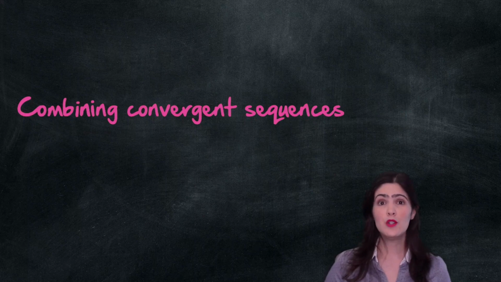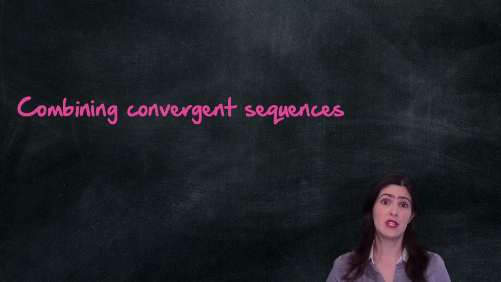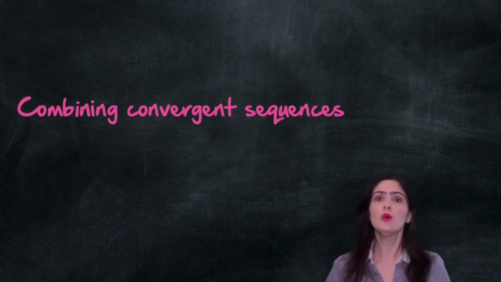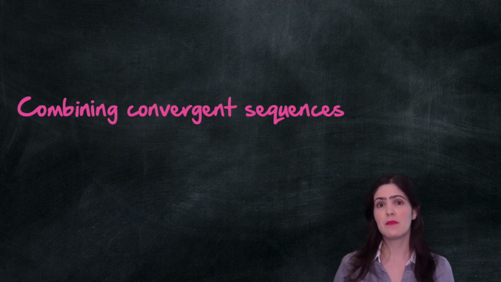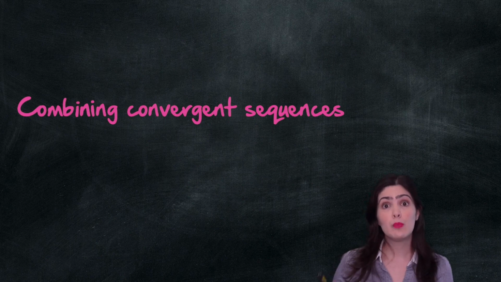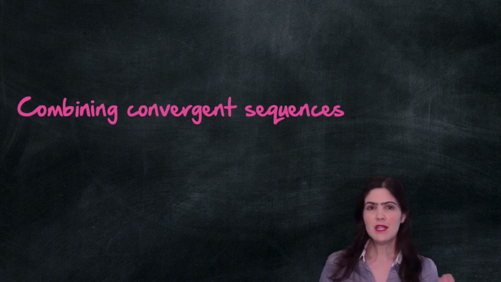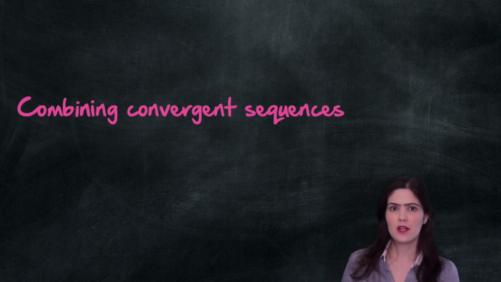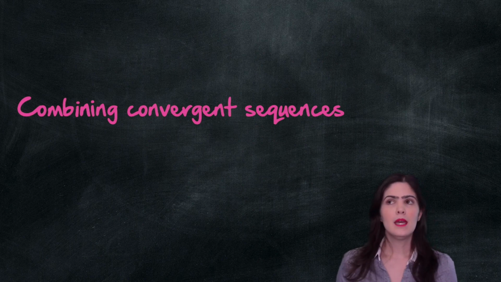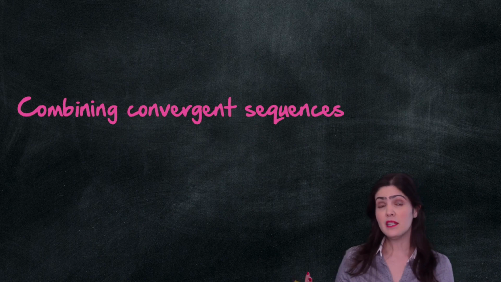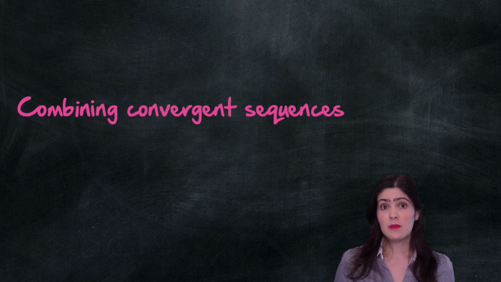In this video, we're going to learn how we can combine convergent sequences to obtain new convergent sequences, and this same theorem that allows us to do that will tell us how we can compute the limit of sequences in a more efficient way. So imagine that I have a sequence a_n that converges to L and a sequence b_n that converges to M. Then I want to build a new sequence whose terms are given by a_n plus b_n.